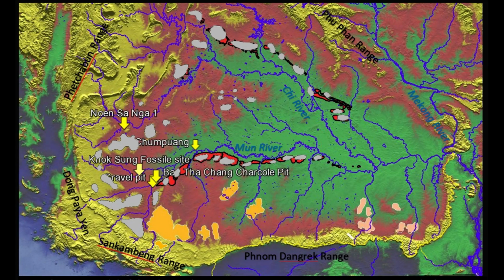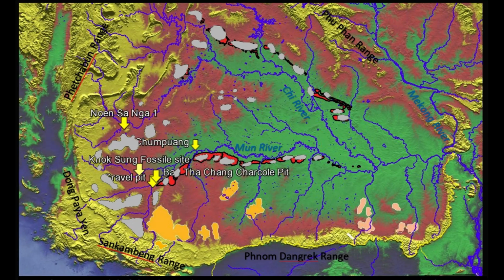The plateau is divided by the Phu Phan Mountains into two basins, the northern Sakon Nakhon Basin, and the southern Korat Basin. The red areas are high terraces. If a celestial impact took place here, evidence, other than a crater, should exist.